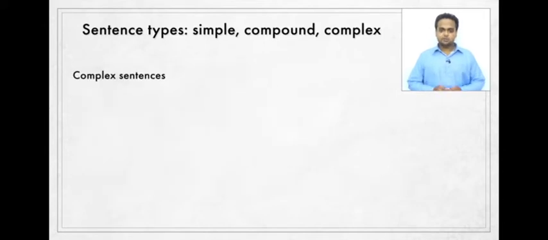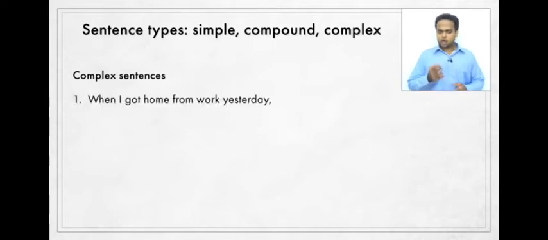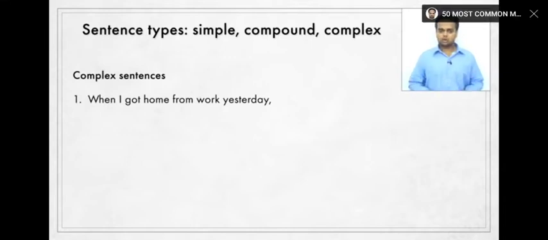All right, let's now move on and talk about complex sentences. Here's a clause first. When I got home from work yesterday. What do you notice about it? Well, it has a subject, I, and a verb, got, but this clause is just not a complete sentence. And that's because if I say to you, when I got home from work yesterday, you will ask, okay, what happened? What did you do?